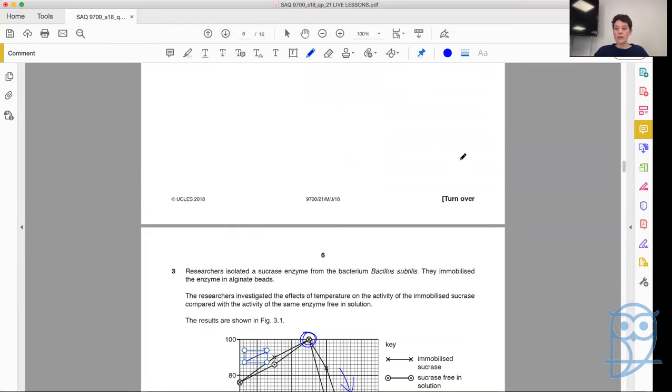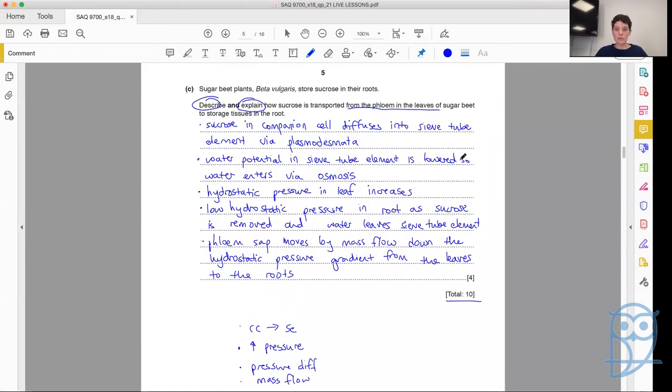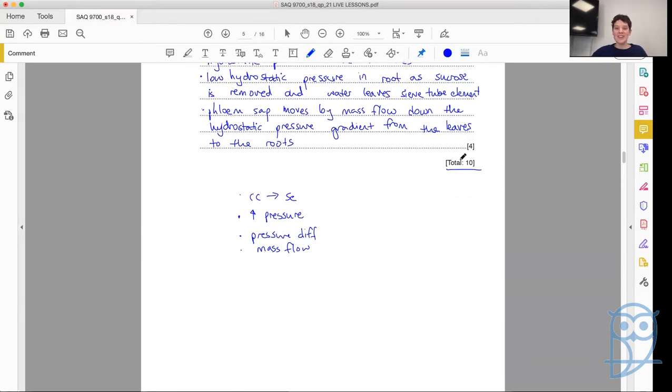We've also had a question come through referring back to this question. So let's just discuss this a little bit more. So the question that came through is, why does the sucrose move as well and not just the water?